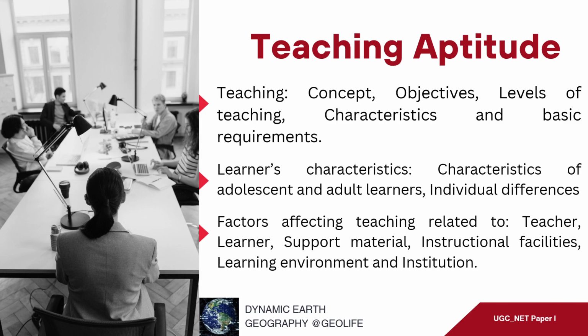Then the characteristics of adolescent and adult learners and individual differences you need to understand, and this is based on student-centric education. So you need to understand the psychology of the learners. Then factors affecting teaching, including those related to teachers, learners, support materials, instructional facilities, learning environment and institutions. So these things you need to understand under teaching aptitude.